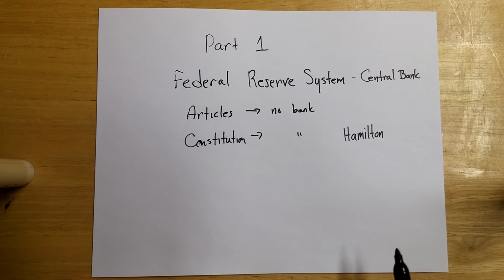So when the country is started, after this kind of non-start in 1776, and then a false start in the 1780s, and then started up for good when the Constitution is ratified in 1789, there's no central bank at all for the United States.